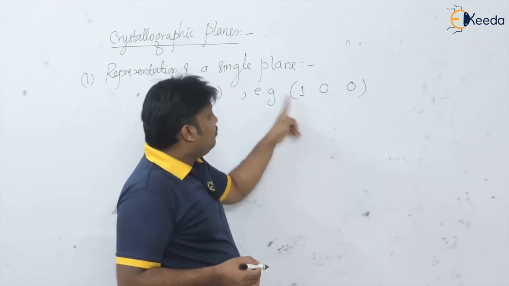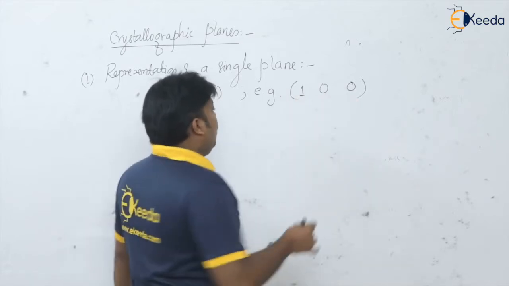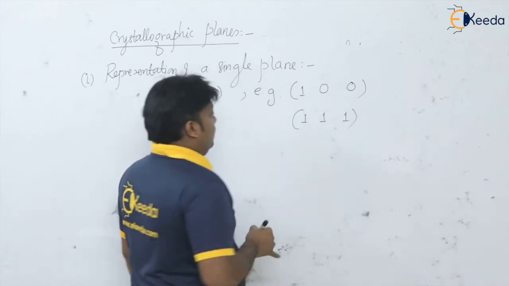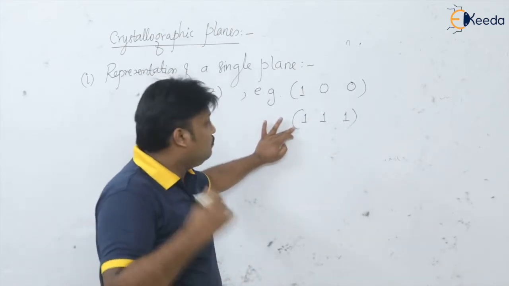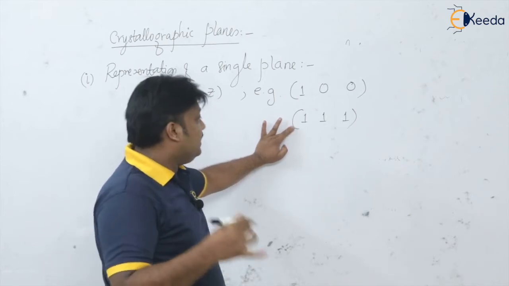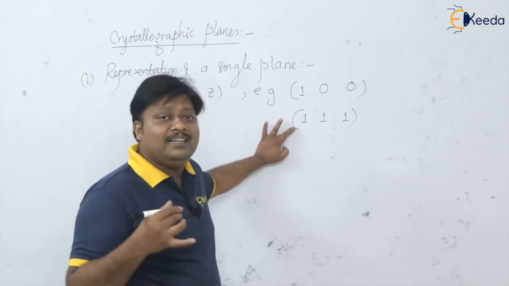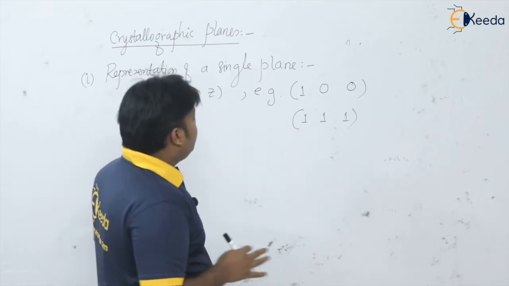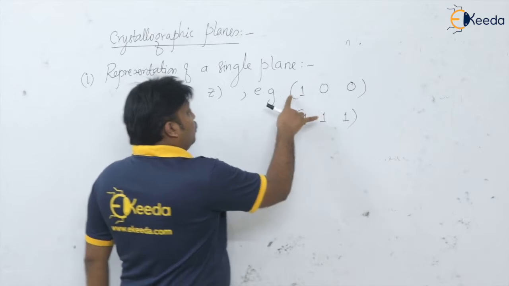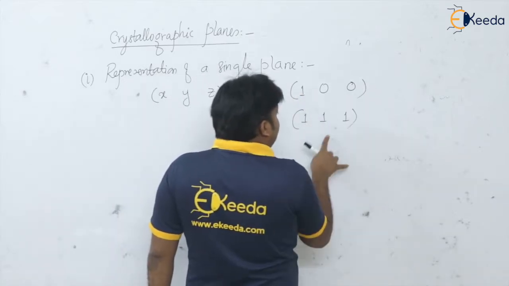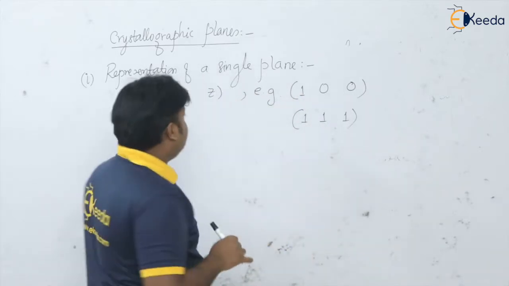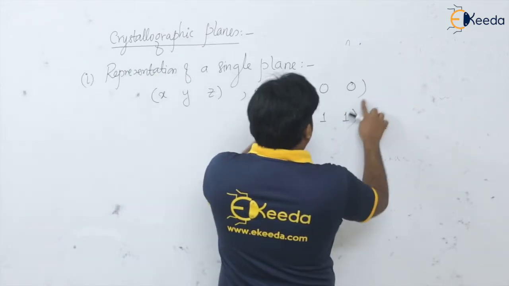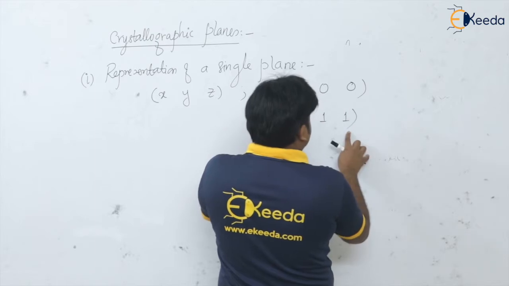It's not plane one hundred, isn't it? Or plane say (111). There is plane (111). You should not read it like this. It is one one one. It is plane one one one. Okay. So this is how we can read the plane. And of course the plane is always written in this parenthesis, in this bracket.